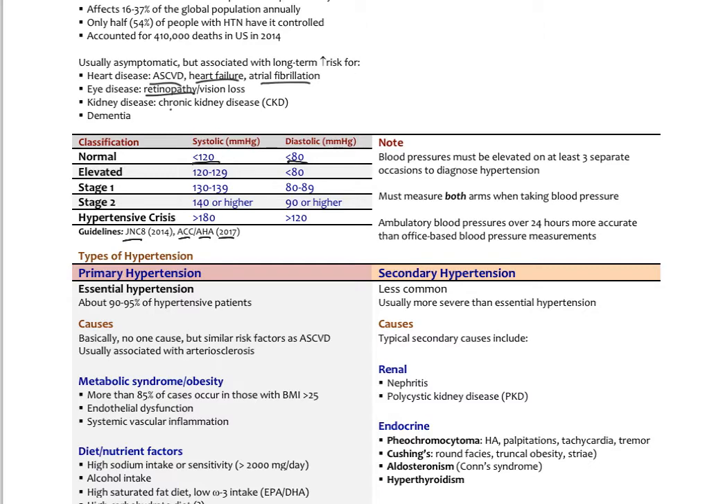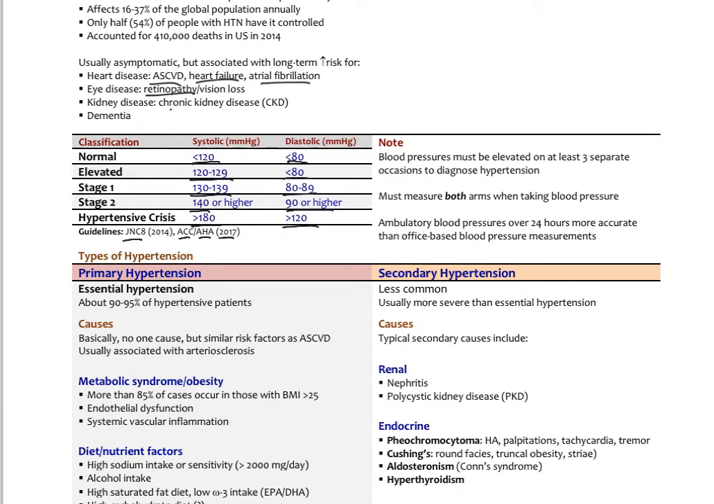An elevated blood pressure would be between 120 and 129 systolic and less than 80 diastolic. And then a stage 1 hypertension would be from 130 to 139 systolic or 80 to 89 diastolic. Stage 2 would be 140 or higher systolic, and diastolic 90 or higher. And then what we call a hypertensive crisis would be any time a person's blood pressure is either systolically over 180 or diastolically over 120.